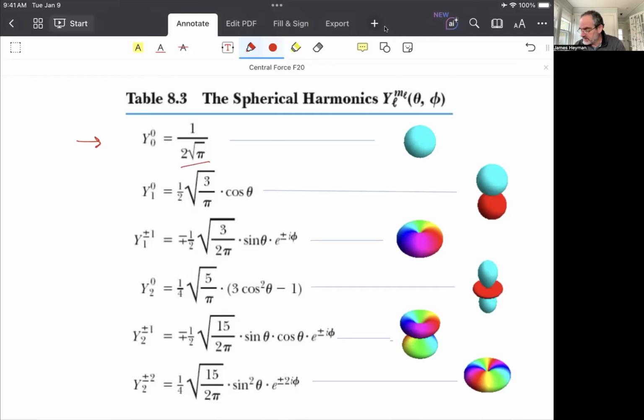If we make a polar plot of this function, we're plotting the amplitude as a function of angle. And in these polar plots, the amplitude is represented as the distance from the origin, and then the angle is just the angle. So the polar plot of a constant function just looks like a sphere. All right? So that's y00, the lowest spherical harmonic.